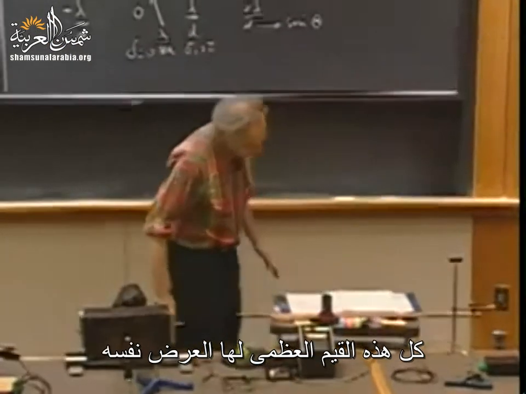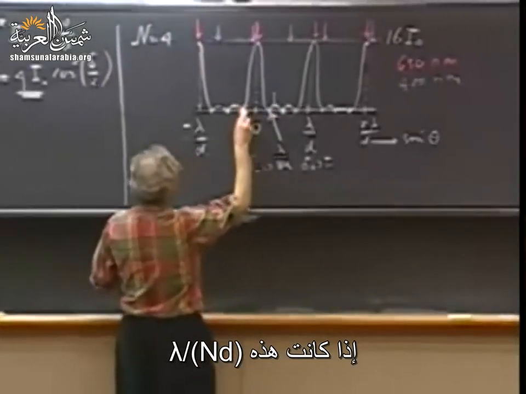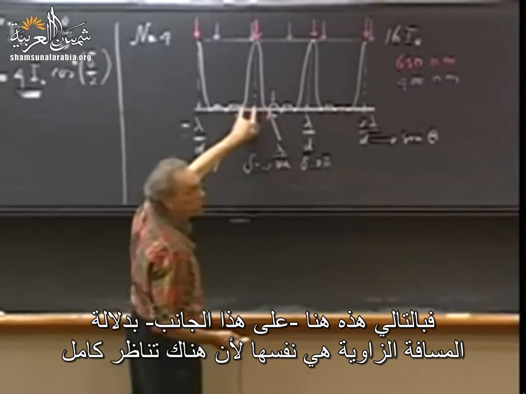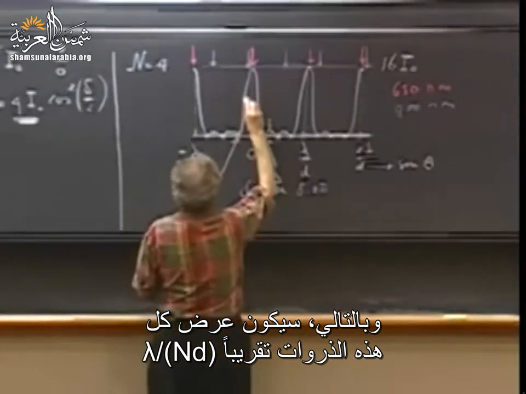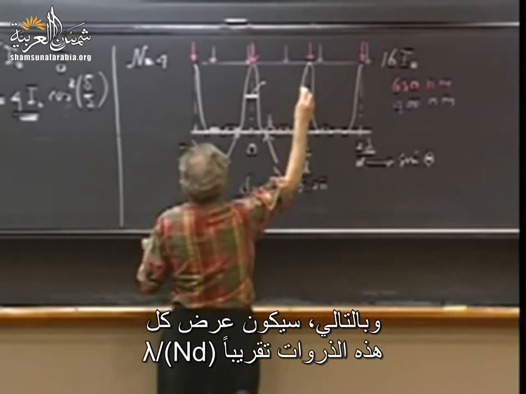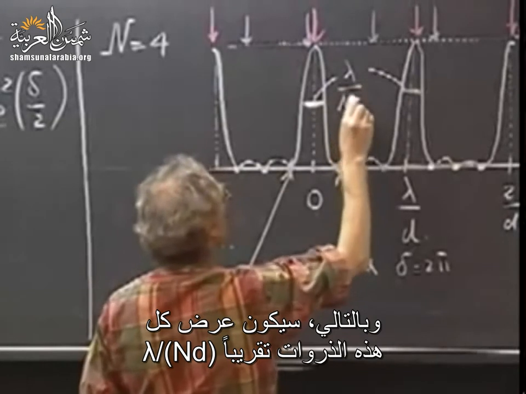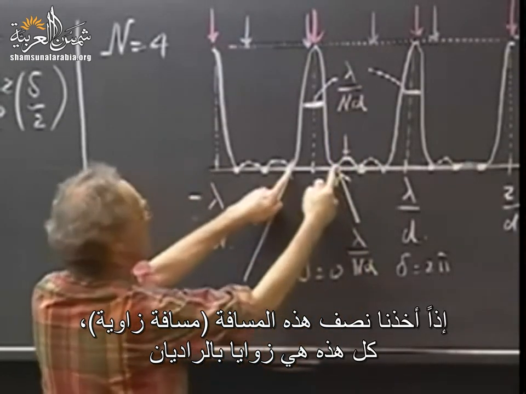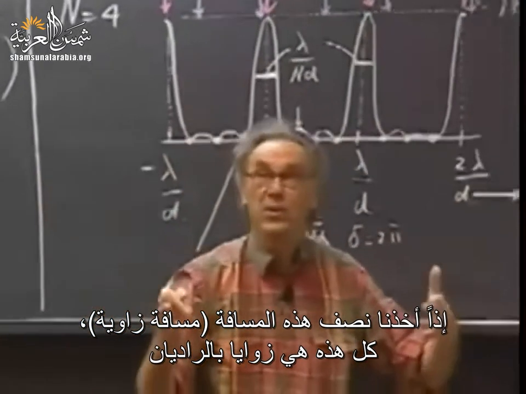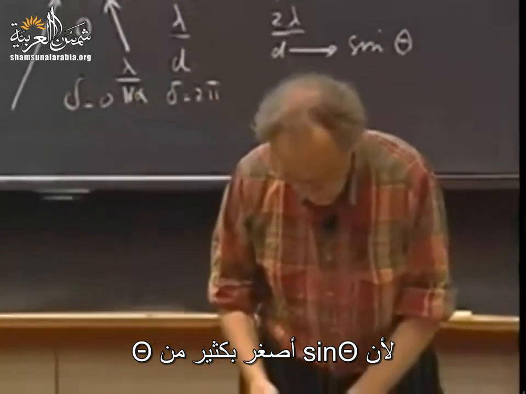All these maxima have the same width, and if this is lambda divided by nd, then this here on this side, in terms of angular distance, is of course the same. There's complete symmetry. And so the width, if I take the width roughly, without being very precise, of each one of those peaks must be roughly lambda divided by nd. So I take half this distance, angular distance. All these things are angles in radians, because sine theta is very much smaller than theta.